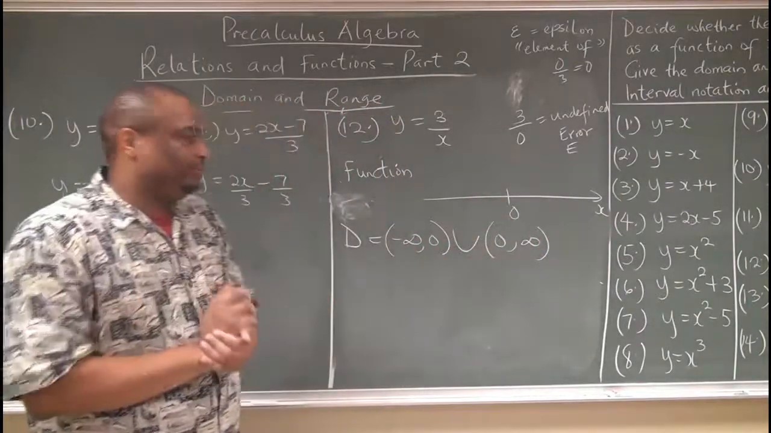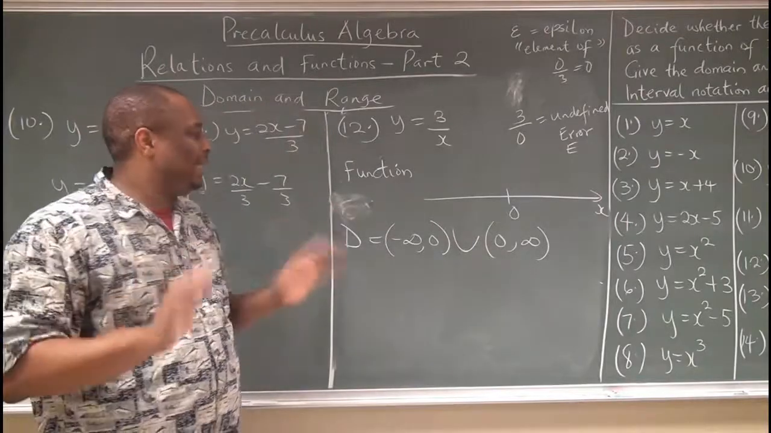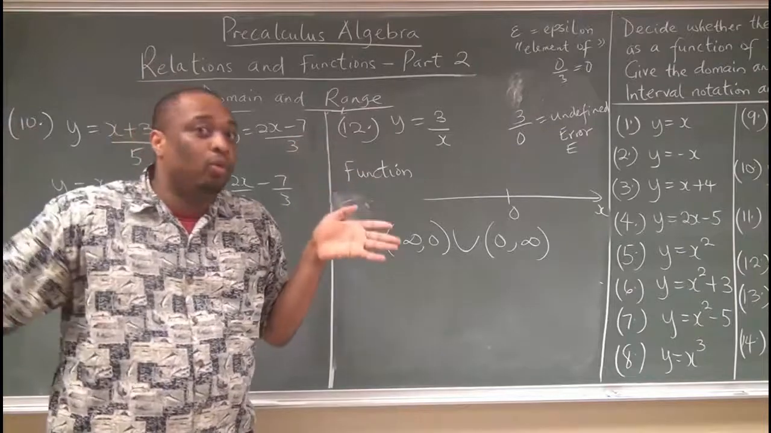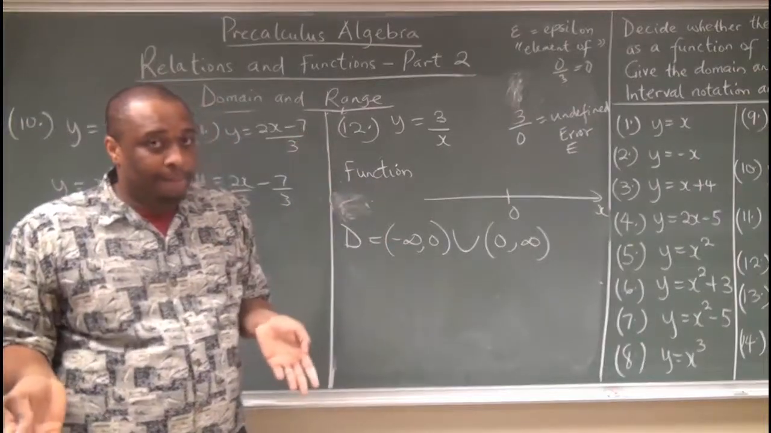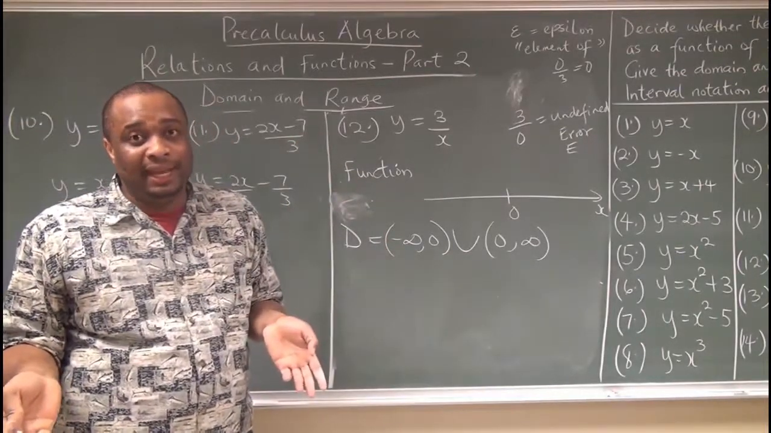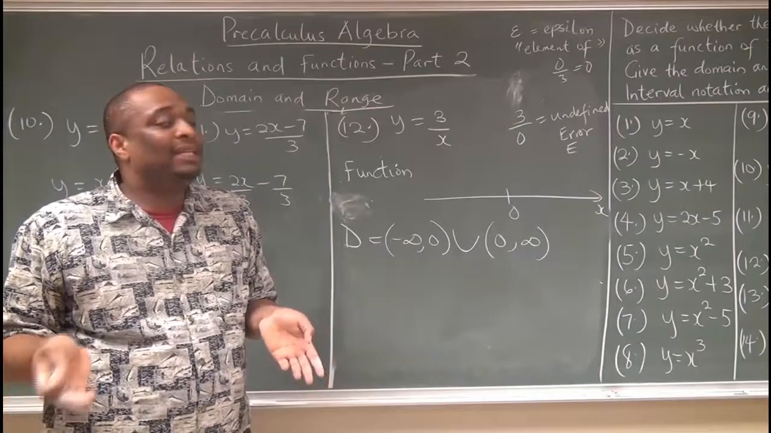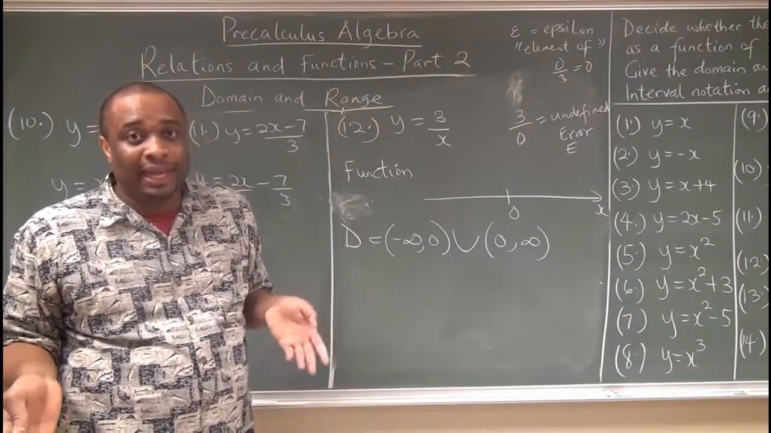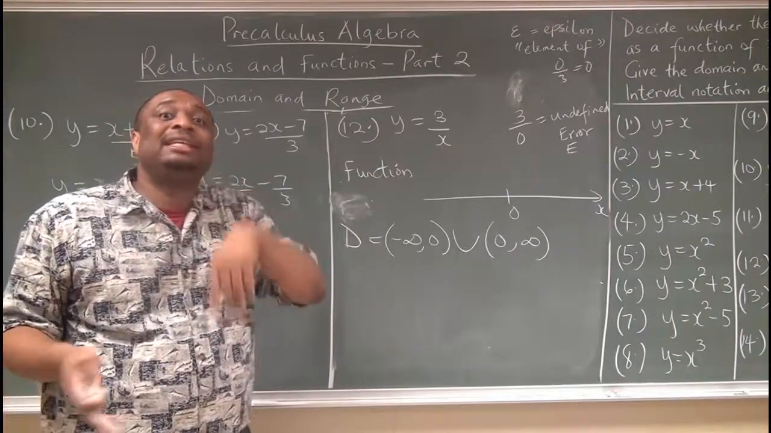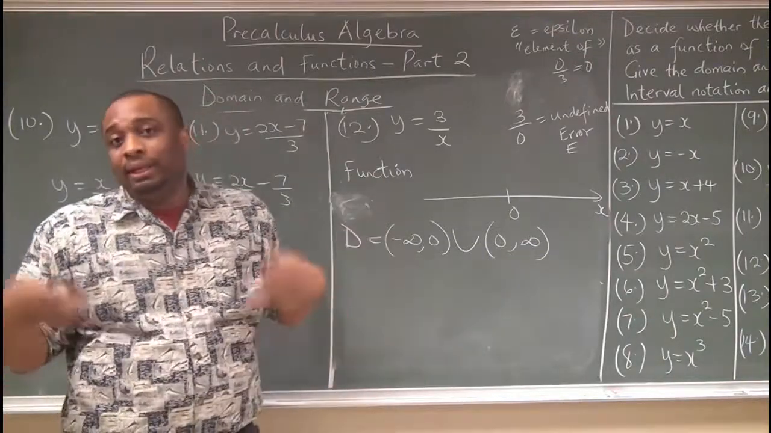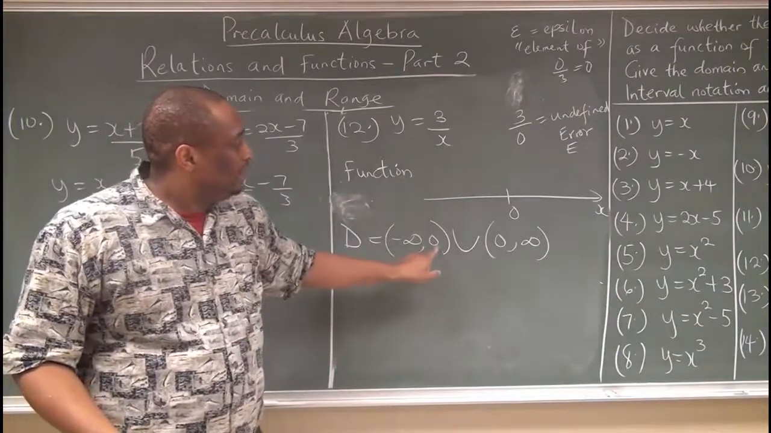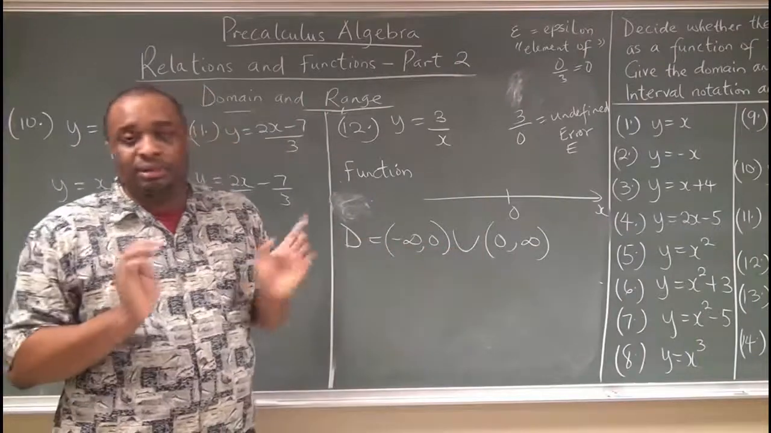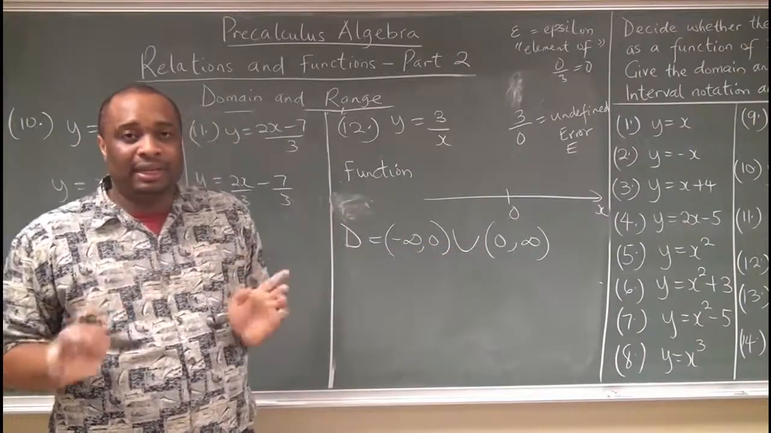Anything except 0 will work. 3 divided by negative 0.1 will work. That would even give you negative 30. But it won't work for 0. 3 divided by 0.1 will work. That will give you 30. The only thing is that it will not work with 0. So 0 is not included. If you're writing the interval notation, you write it this way, so that 0 is not included.